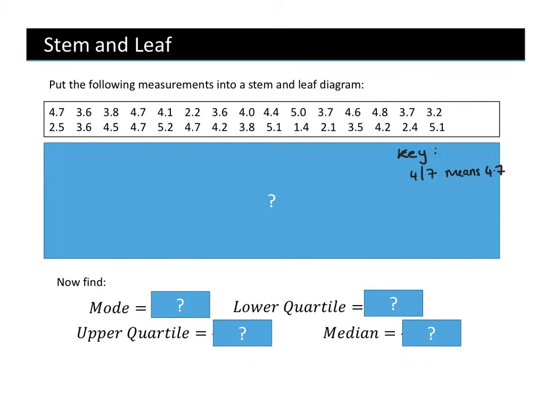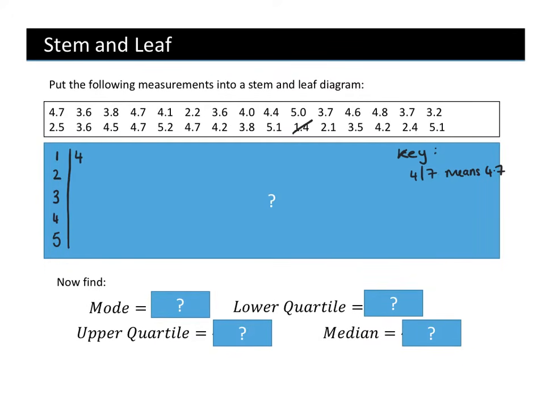Then what I'm going to do is, if I have a look at my data here, I think my lowest number is 1.4. Okay. Highest number, 5 point something. Okay, so immediately I know we're going to have 1, 2, 3, 4, 5. Now, my lowest number, 1.4. So what I'm going to write is 1.4. Okay? Because I know that 1 and that line, 4 means 1.4.